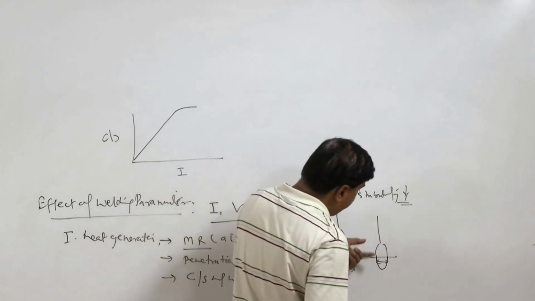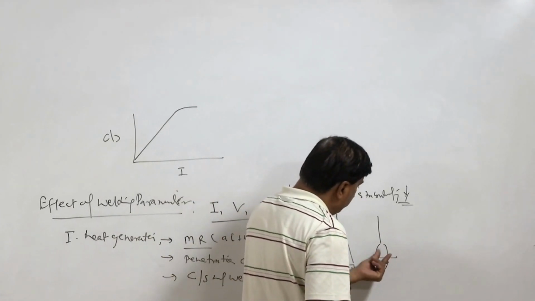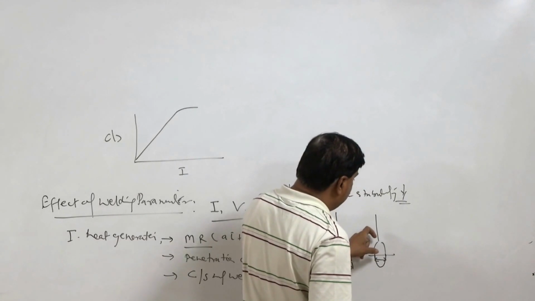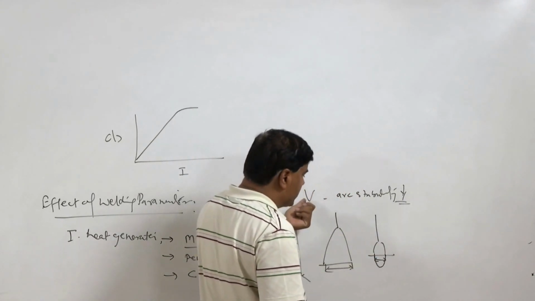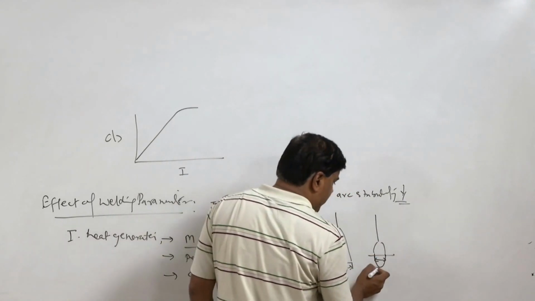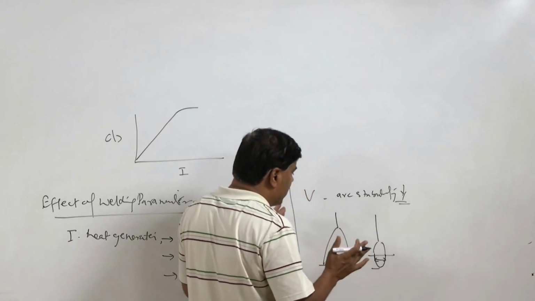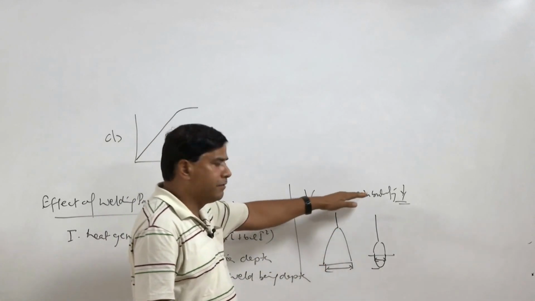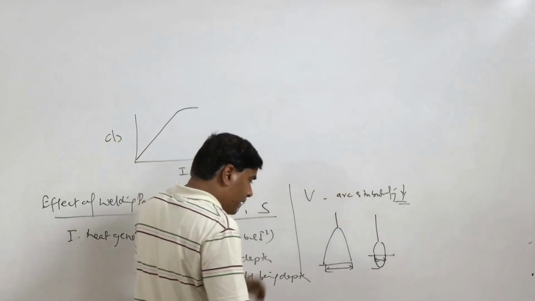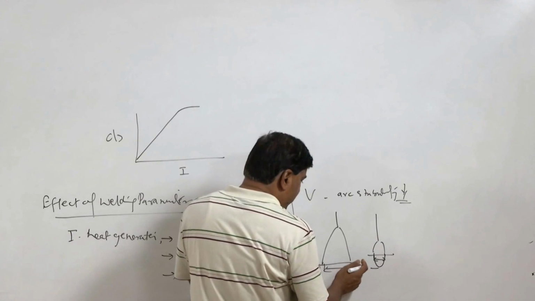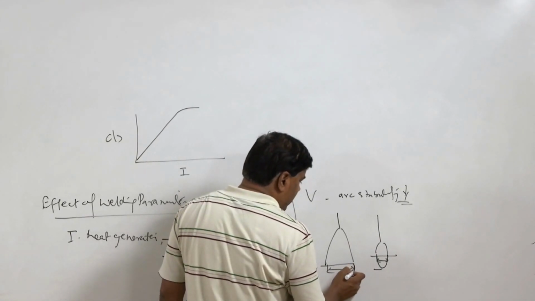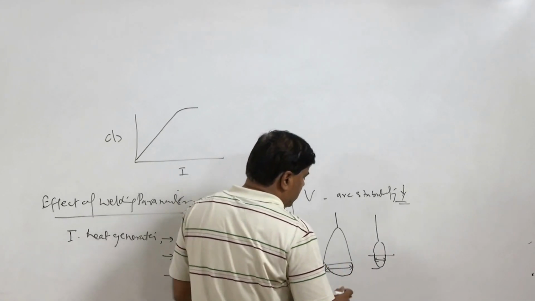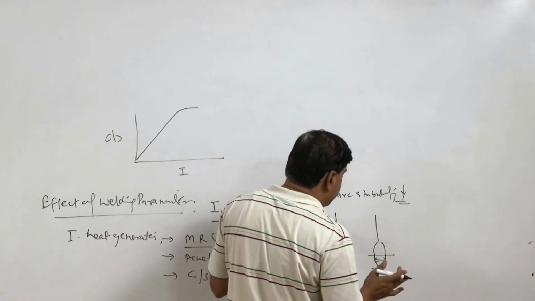The width is narrow when the arc gap is less, meaning the arc voltage is less, and the depth is more. On the other hand, due to the increase in spread, when the arc gap is increased, the arc voltage increases, and so we get a much wider weld and the depth is shallow. So, the shallow depth and the wider bead is obtained.